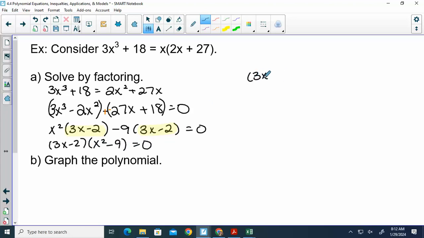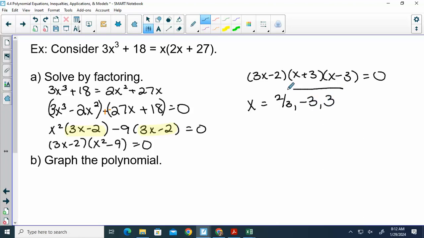How does x squared minus 9 factor? X plus 3, x minus 3, and 3x minus 2. So my solutions would be x equals 2/3, negative 3, and positive 3. And how could I have known from the very beginning that I should get 3 solutions? Because the degree is 3. The degree is 3, so we need 3 solutions here.